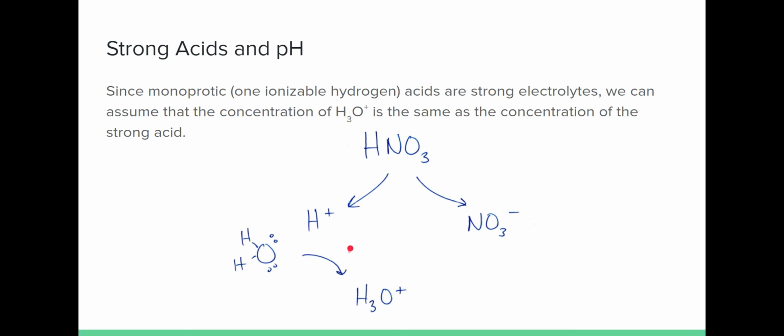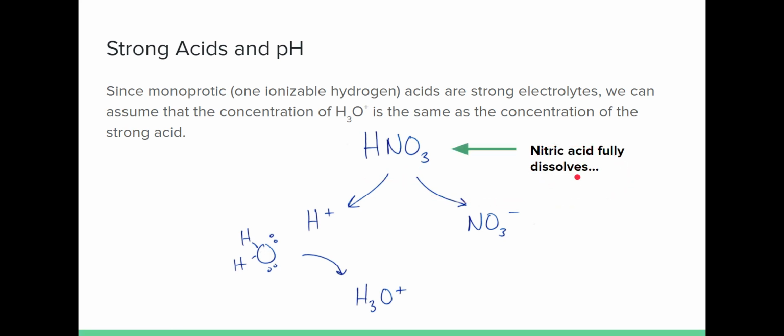One other fact about strong acids and the pH scale. Since monoprotic, which means one hydrogen, acids are strong electrolytes, we can assume that the concentration of H3O+ is going to be exactly the same as the concentration of the original strong acid.